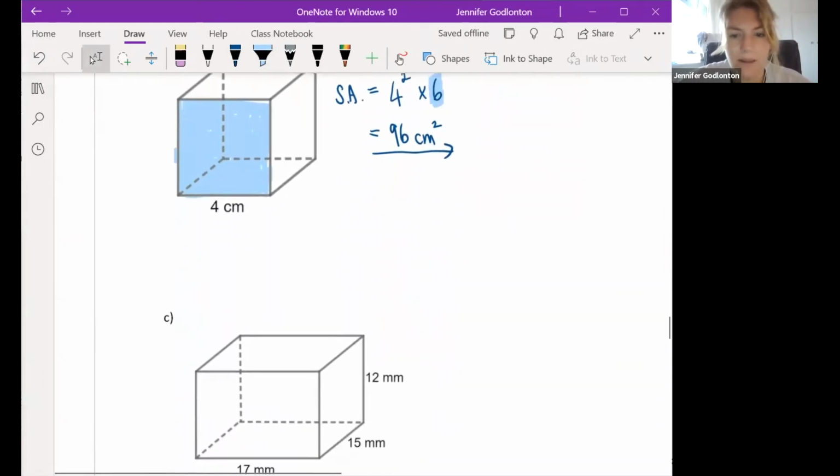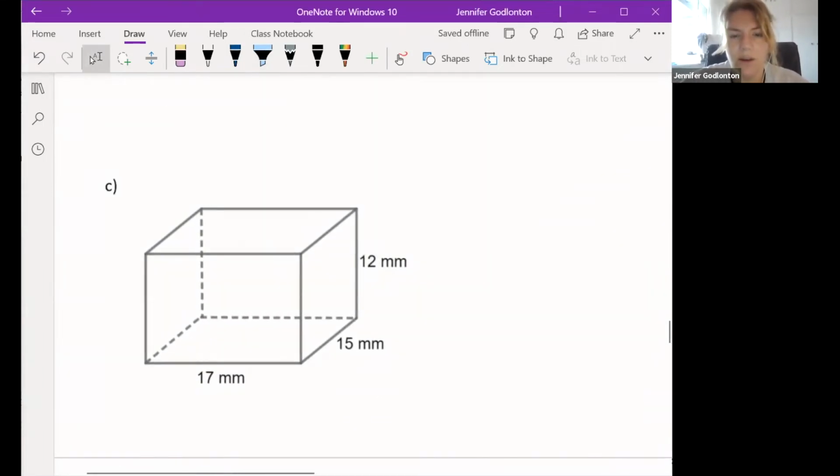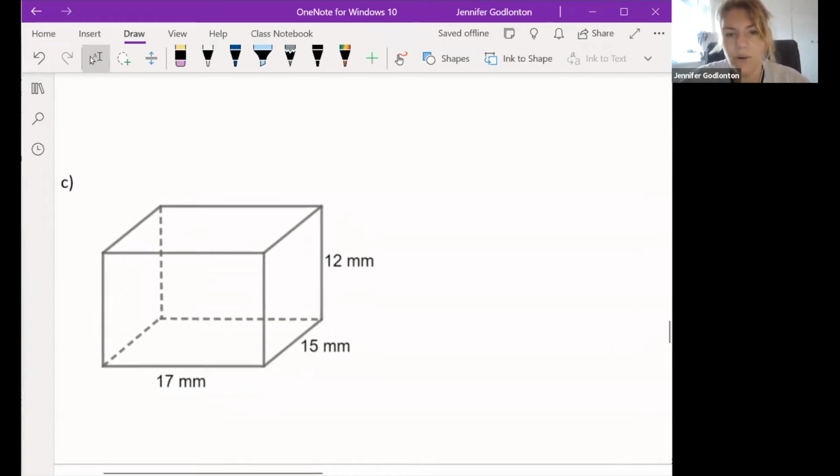Okay. No problem. All right, guys, all yours. I'm wanting a beautiful answer here. I'm wanting the surface area of this rectangular prism. We can do this, my babes. Let's go.